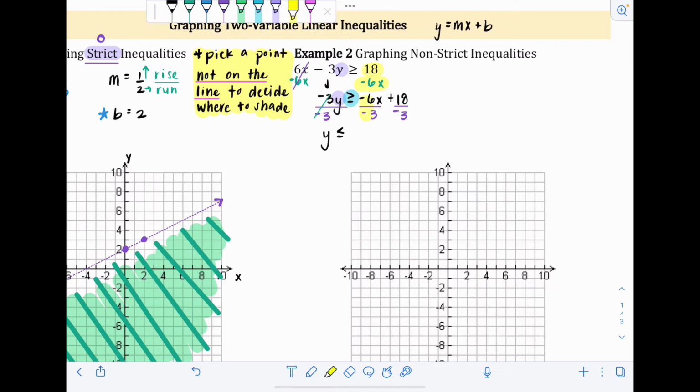And then after that, negative 6 divided by negative 3 becomes a positive 2x. And then 18 divided by negative 3 is a negative 6. So now it's in the correct form. We can see what m is. M is the number that's being multiplied by x, so that would be 2. And then b is the constant, the number that doesn't have a variable, so b would be negative 6. So m is 2, b is negative 6, and b is where we start, or begin. Usually b and begin is easier to remember together.